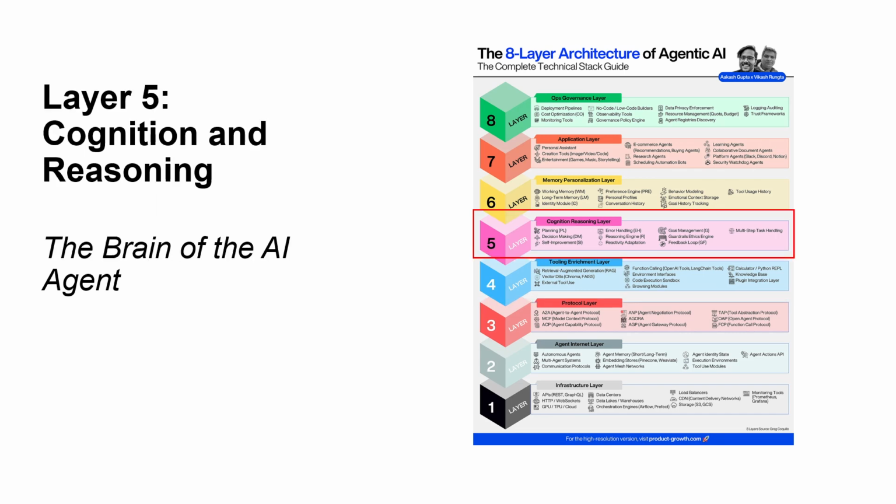Cognition is the brain of the AI agent. This is where reasoning, planning, and decision making live. The dangers here are hallucinations and runaway behavior. That's why you need guardrails, explicit reasoning chains, and strong error recovery. Users forgive smart failures, not chaos.